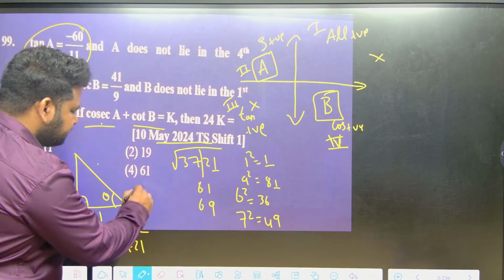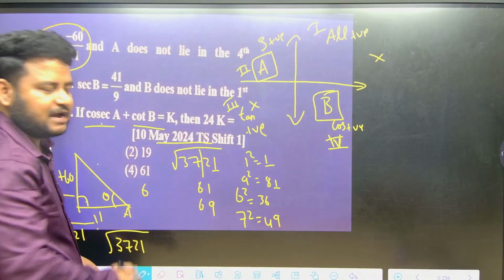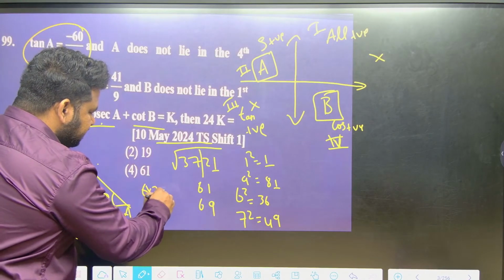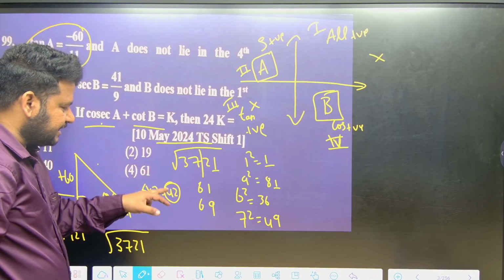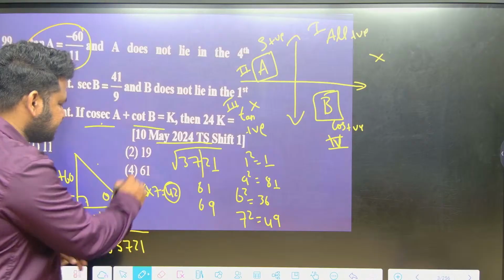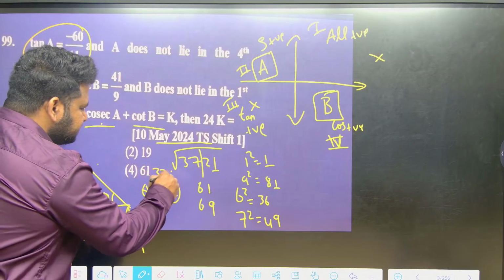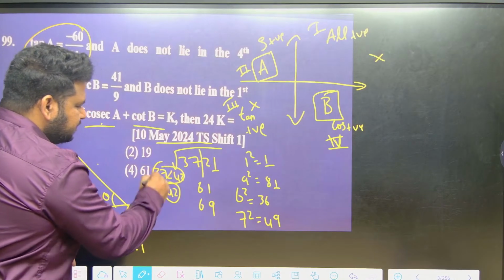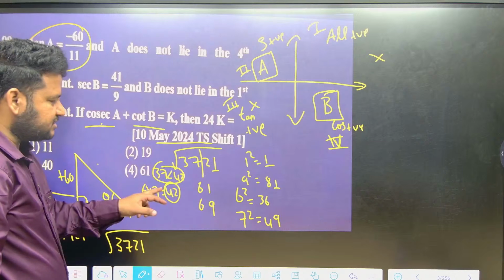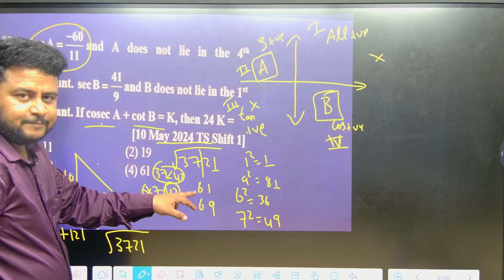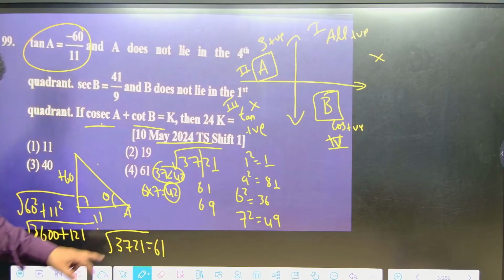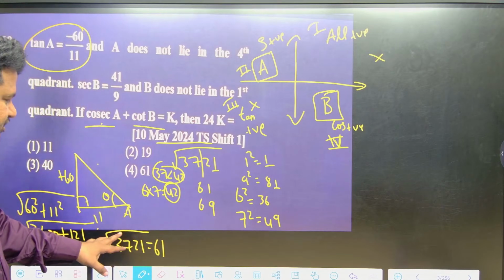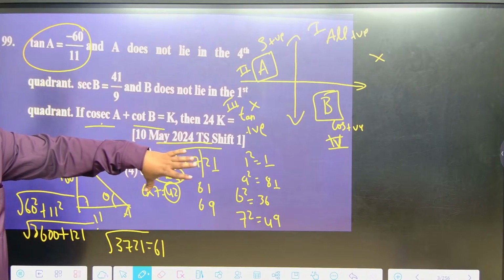Now I got 6, so after 6 what is the next number? 7. 6 sevens are 42. Is this 37 greater than 42 or less than 42? 37 is definitely less than 42. Less than 42 means I should go for the lower number. That means the square root of 3721 I will get as 61. So this is how you will find the square root.